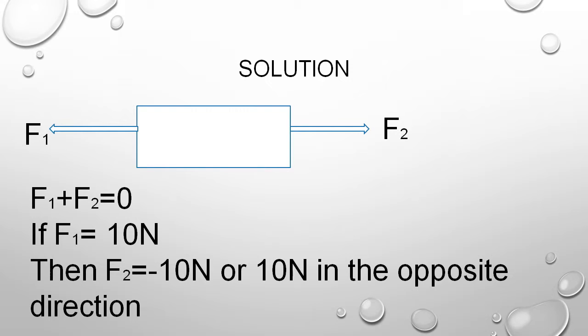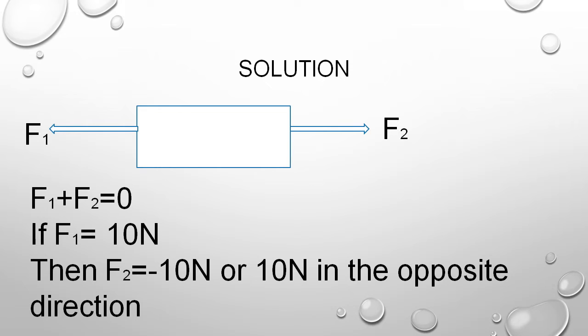Because we only have forces in the x-axis direction, we can only write one equation. So in this case, the sum of forces at the equilibrium state would be F1 plus F2 equals 0. And if F1, as noted in our problem, is 10 newtons, then in order for the sum to be 0, F2 must be negative 10 newtons.